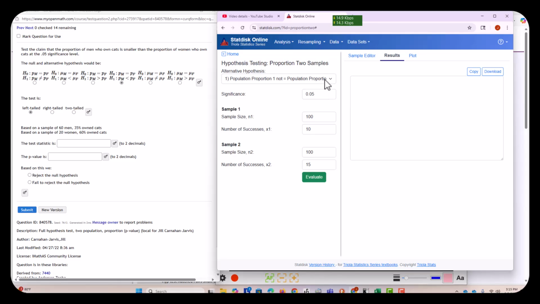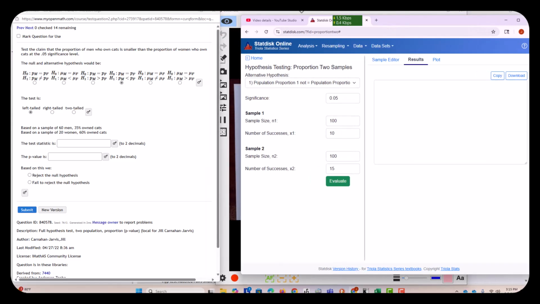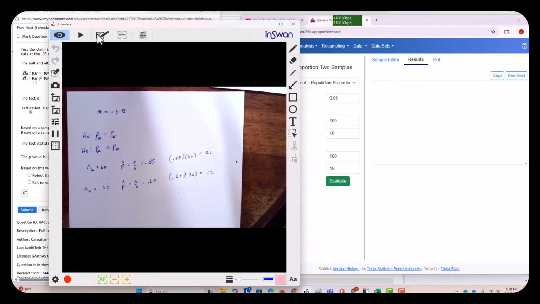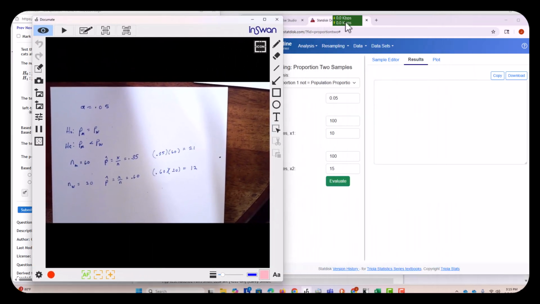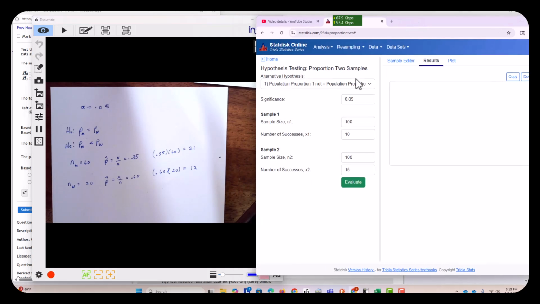Your alternative is going to be less than, 0.05. Sample size of the first one is 60. Number of successes, which is the X value that we calculated, is 21 for the first one. Sample size of the next one is 20. Successes was 12. Evaluate.